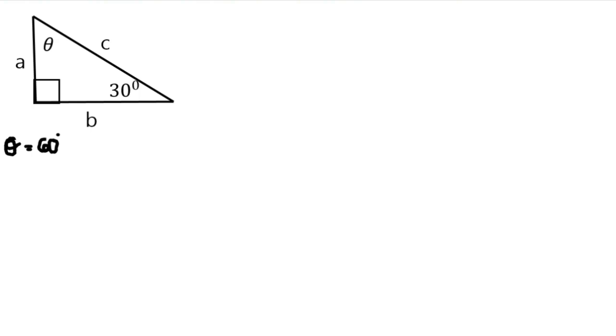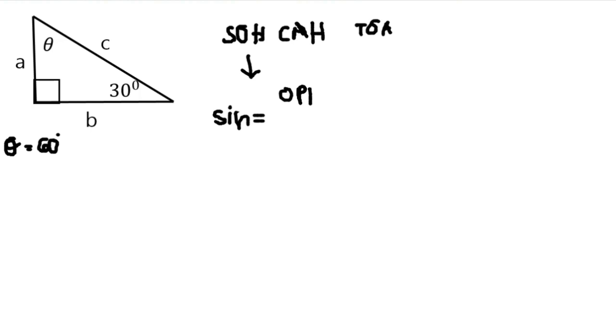Now, how will we solve its sides? You need to be familiar with SOHCAHTOA. I know you've heard this; if you are in high school, you have heard it. Sine is equal to opposite over hypotenuse, which means the opposite of the angle, and hypotenuse, which is the longest length in the right triangle.